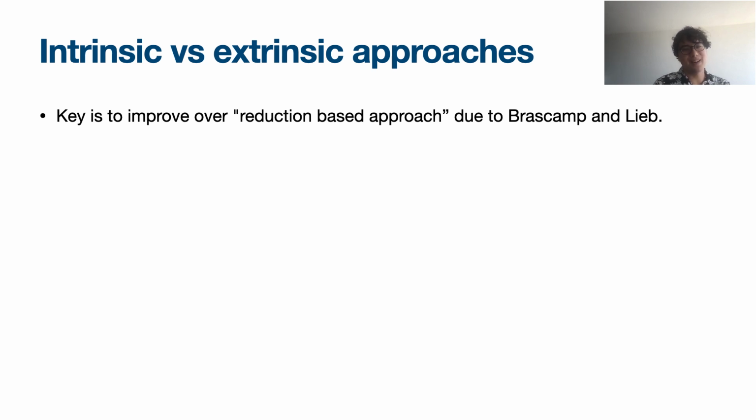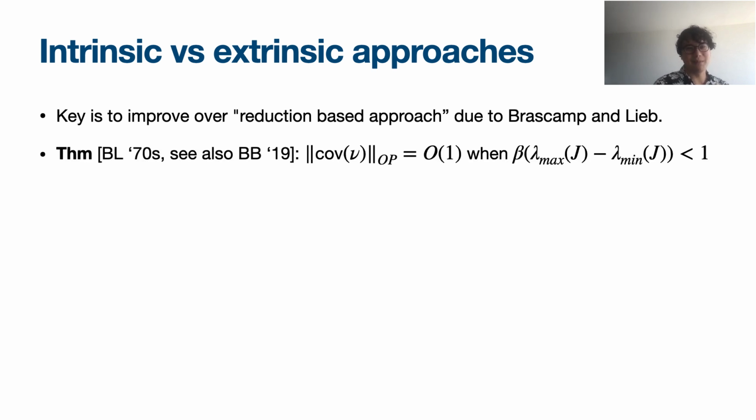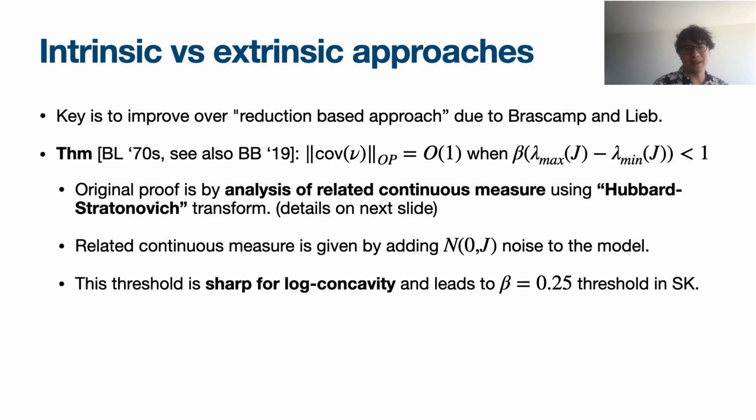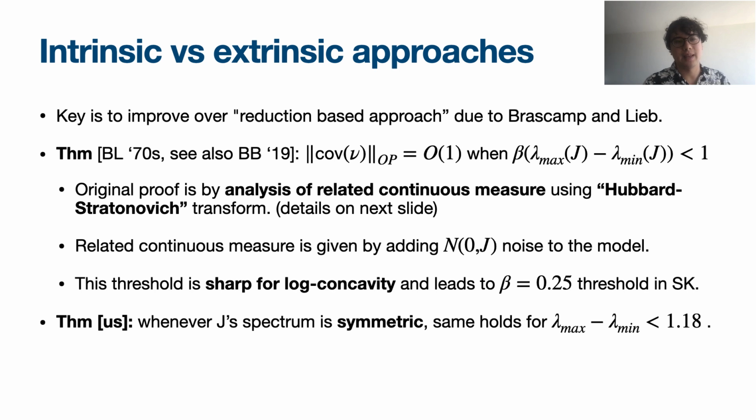Maybe I can say very little about how you get this improvement and where this concavity comes from. The original trick was that you can add noise to the measure and it gives you a log concave distribution up to 0.25. It uses old ideas due to Hubbard and Stratonovich. It's called the Hubbard-Stratonovich transform, and this was used in a paper by Brascamp and Lieb in the 70s. And then there was a lot of nice work recently, starting from Bauerschmidt and Bodineau, that was revisiting this idea and using it to prove structural properties of the measure. And it's not really specific to SK, but holds whenever your interaction has a bounded operator norm.